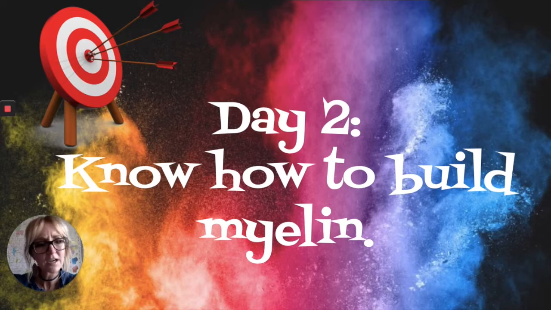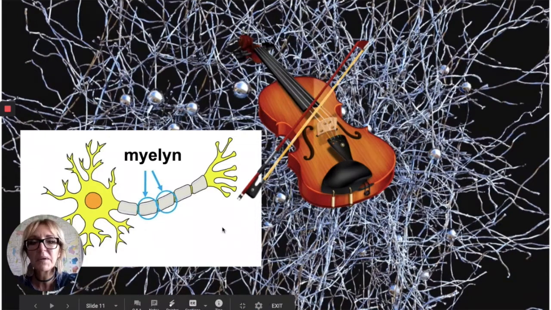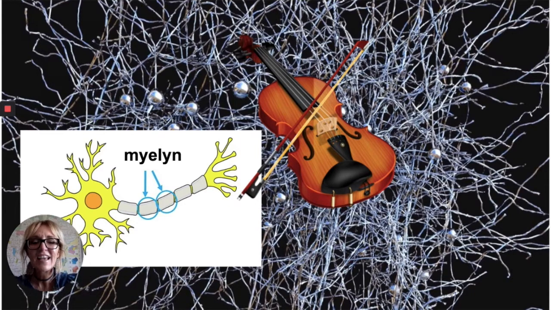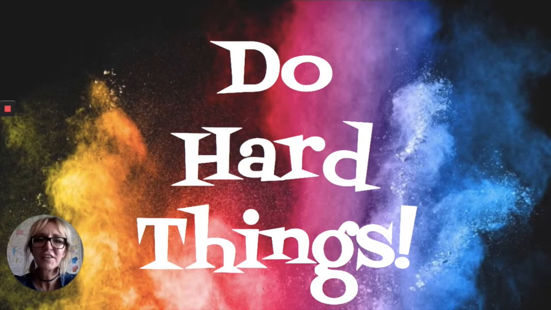Then day 2 was how do we build that myelin? Knowing how to do that. And think of myelin, think of my violin, and that's how we get the word myelin. And it's the special kind of neurons. There's billions of those cells within your brain. It's a special kind of neurons that are permanent. That's when we know something really, really well. And we build it by doing hard things.